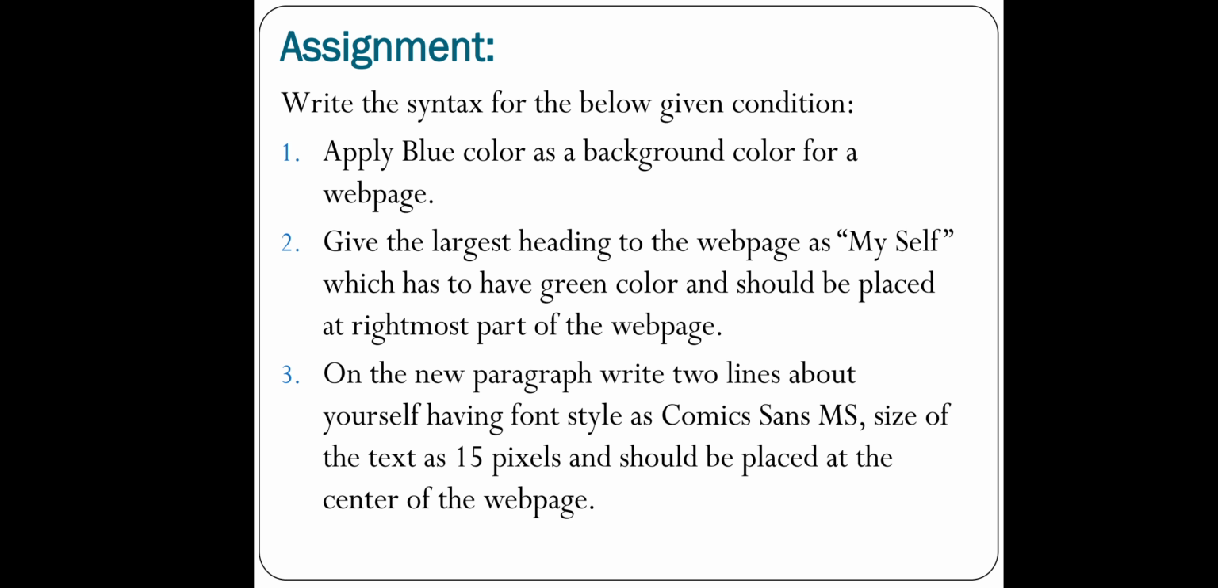Then comma, what is given? Size of the text as 15 pixels. Means the font size has to be 15 pixels, and it should be placed at the center of the web page. Means again the alignment property is used. So here for the third element there are 3 properties used. I hope the question is clear. In the first condition, which element are we choosing? Body. So this is our first selector. The second selector is the largest heading, meaning H1. And third is a new paragraph, meaning the P tag. Right? So we will see how to use the syntax for all these 3 elements.